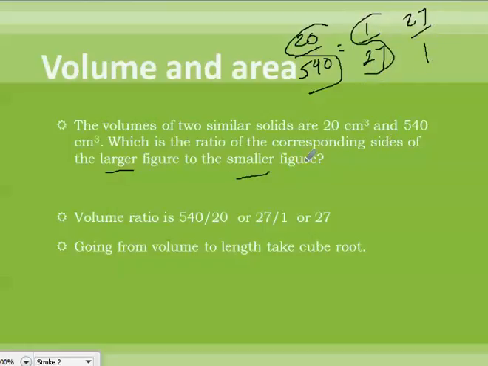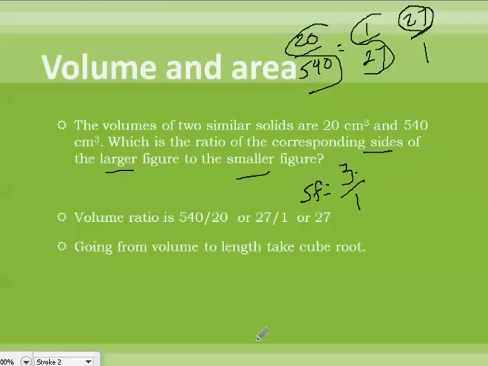And they're asking, what's the ratio of the sides? Well, remember, we go from the scale factor, which is the ratio of the sides, and we cube it. We multiply it times itself 3 times to get the volume ratio. So what I'm going to do is I'm going to say, what number multiplied 3 times gives me 27? Well, that's 3 times 3 times 3. So my scale factor in this situation is going to be 3 over 1.